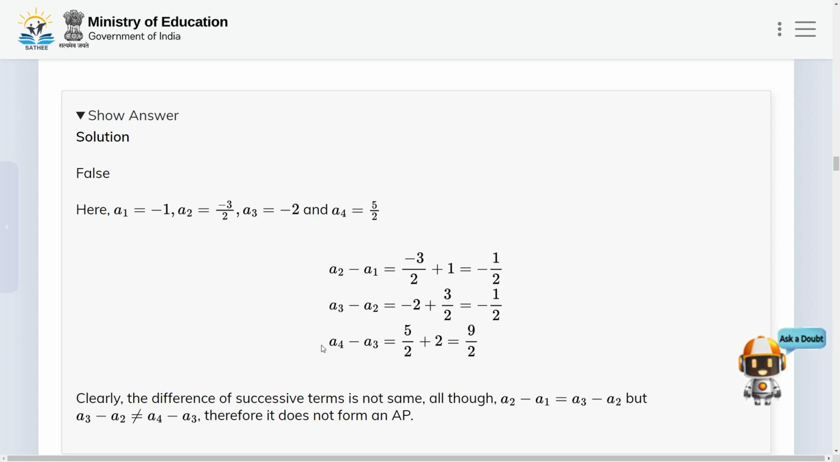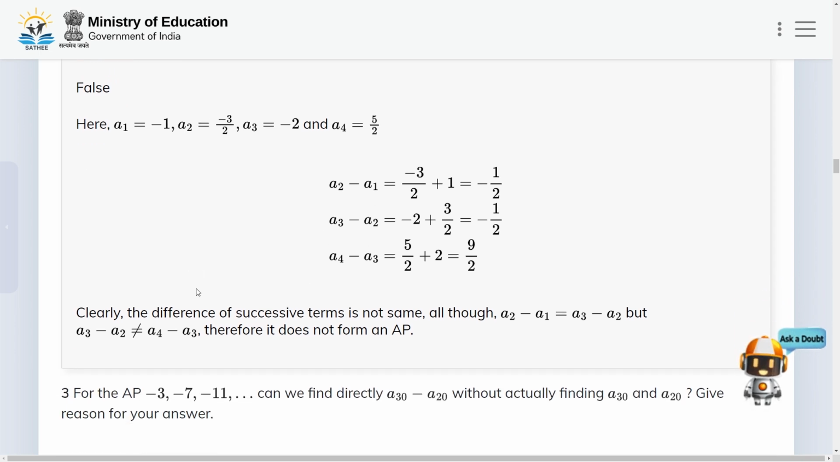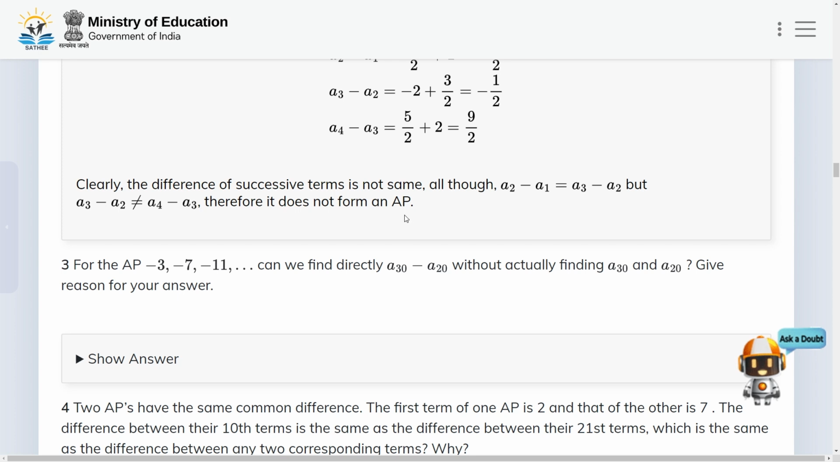So clearly a3 minus a2 is equal to a2 minus a1, but a2 minus a1 does not equal a4 minus a3. So clearly the difference of successive terms is not the same. Although a2 minus a1 is equal to a3 minus a2, a3 minus a2 does not equal a4 minus a3. Therefore it does not form an AP. And now let us move to question number 3.